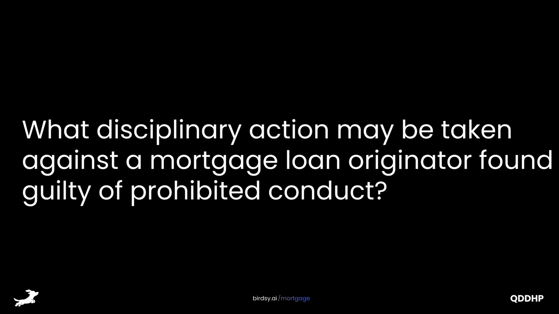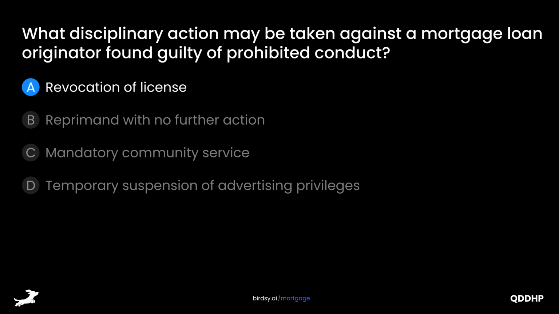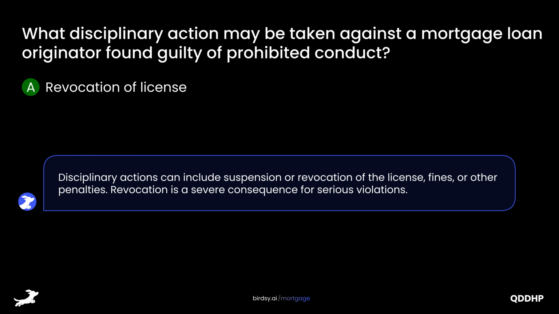What disciplinary action may be taken against a mortgage loan originator found guilty of prohibited conduct? Is it A, revocation of license, B, reprimand with no further action, C, mandatory community service, or D, temporary suspension of advertising privileges? The answer is A, revocation of license. Disciplinary actions can include suspension or revocation of the license, fines, or other penalties. Revocation is a severe consequence for serious violations.